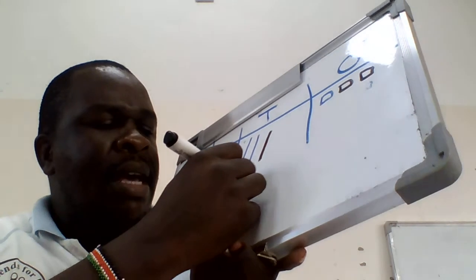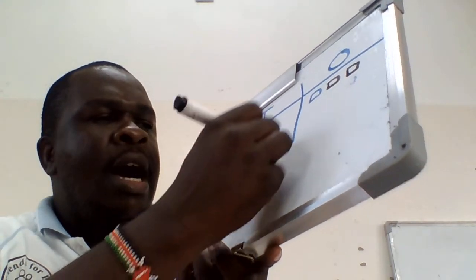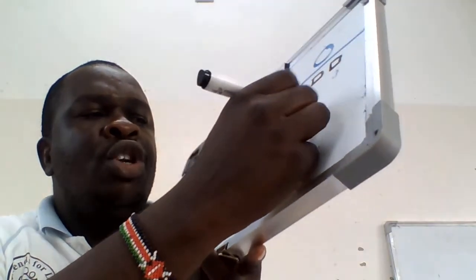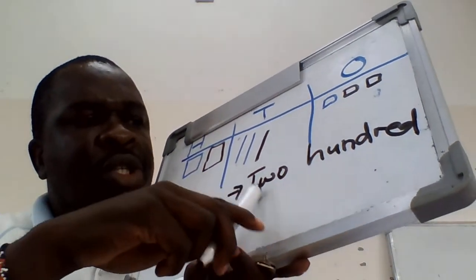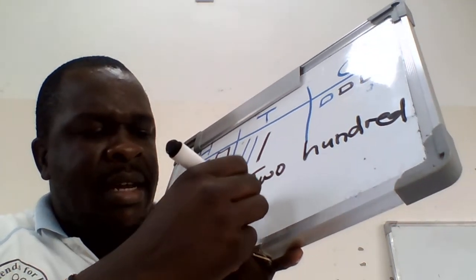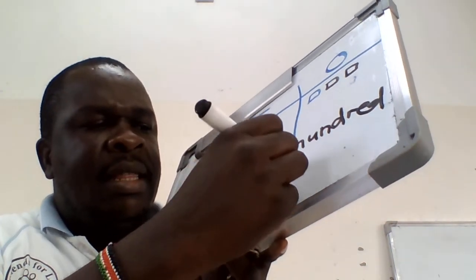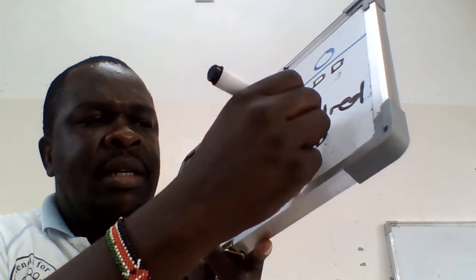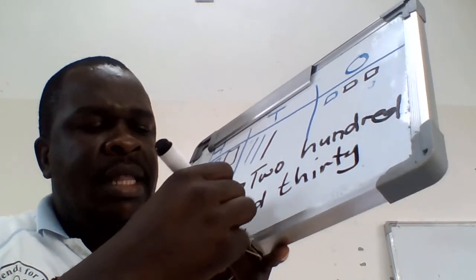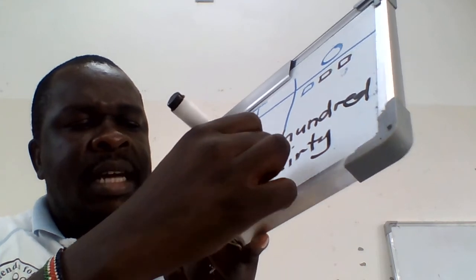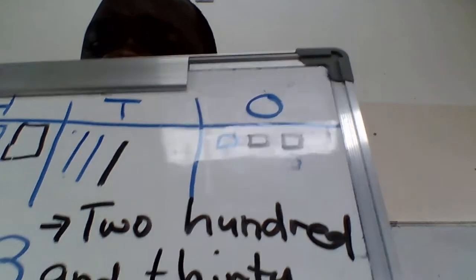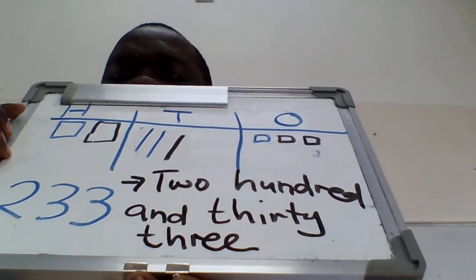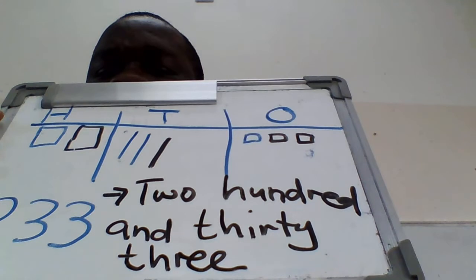The number is 233. You should know how to write the word two. Two hundred and thirty-three. Write it and write it well.